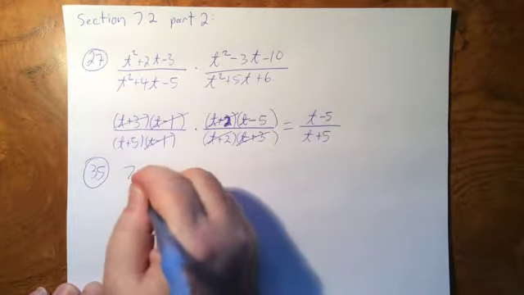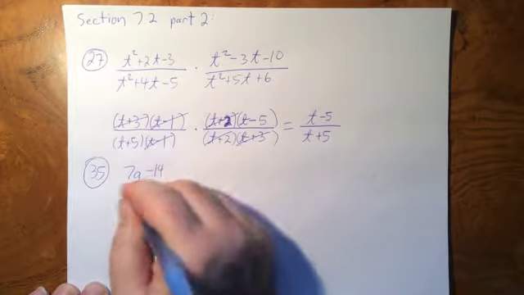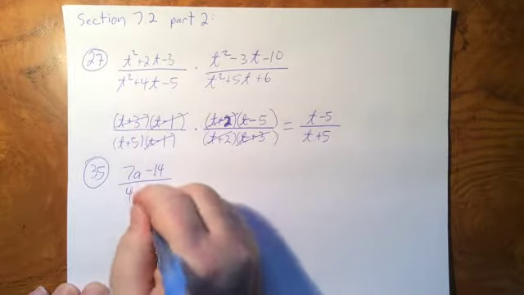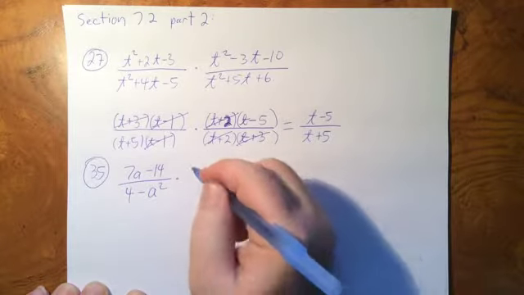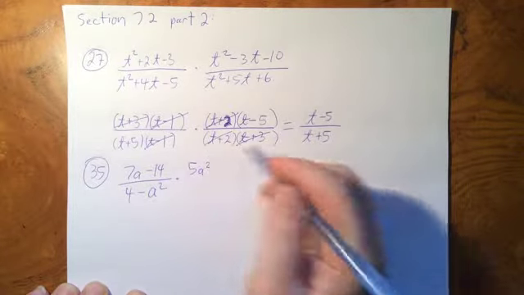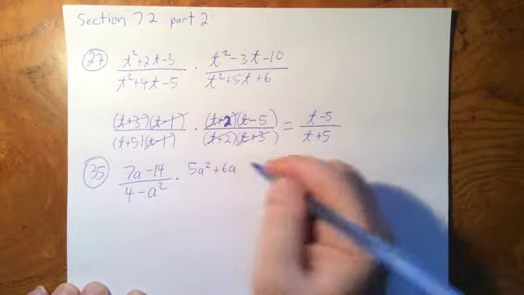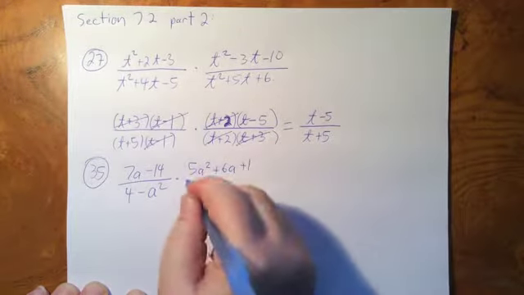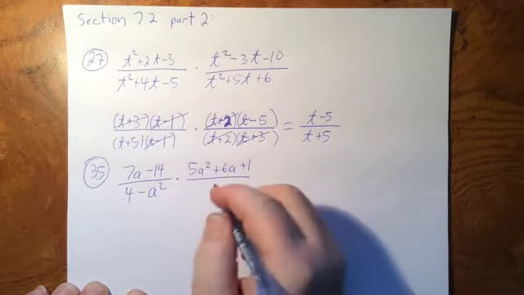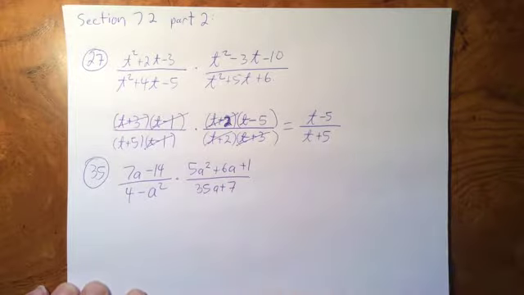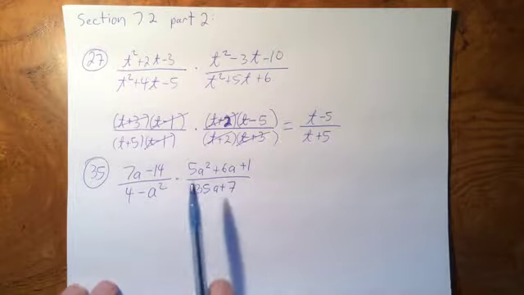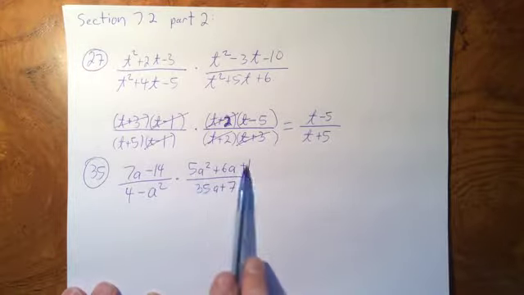This is going to be 7a minus 14 over 4 minus a squared, times 5a squared plus 6a plus 1, over 35a plus 7. So in this one we have multiple types of factoring being represented. And we're going to take a look at a little bit of a different technique for this.